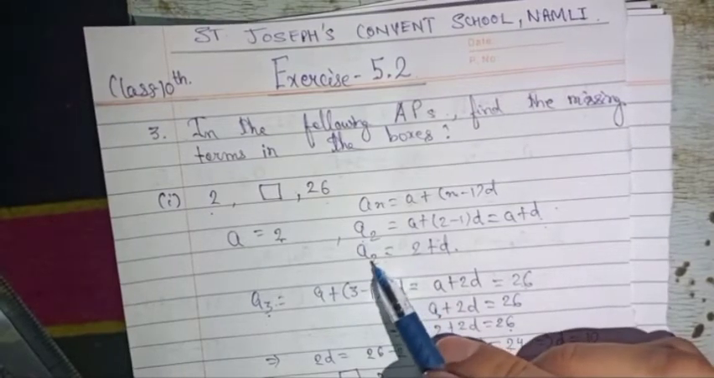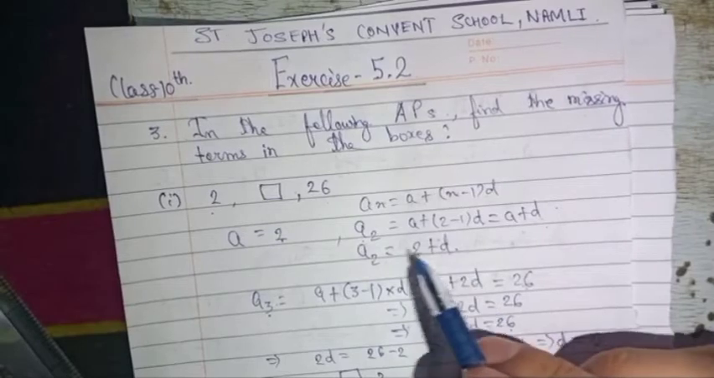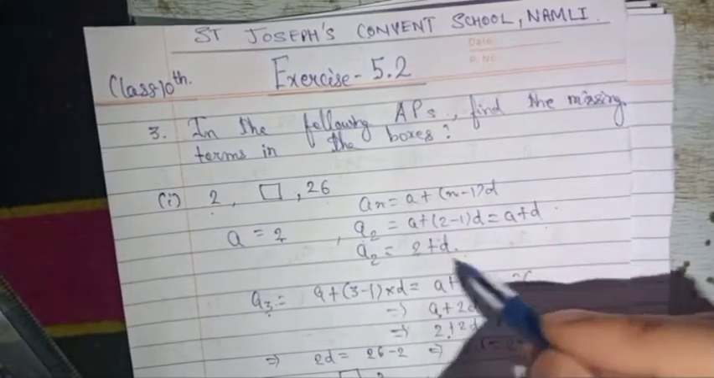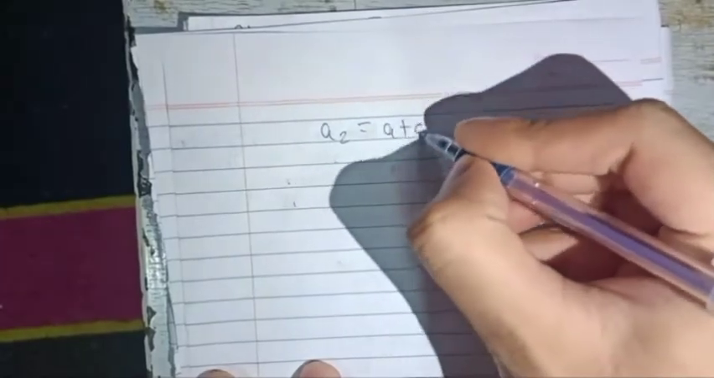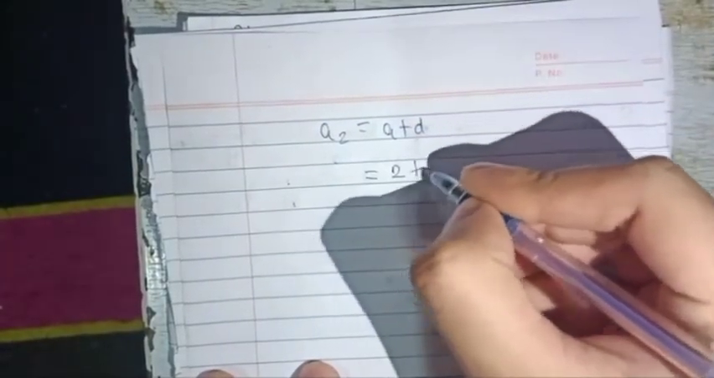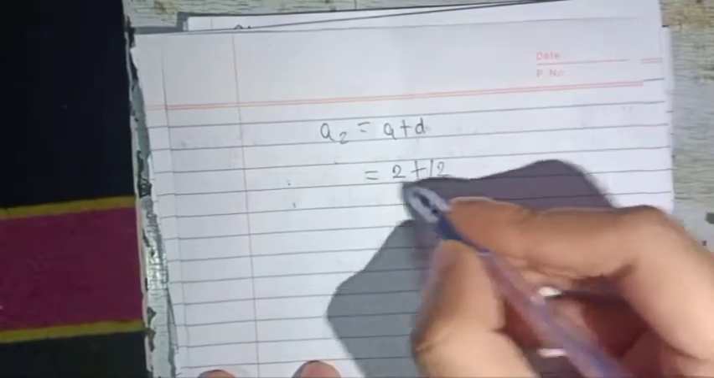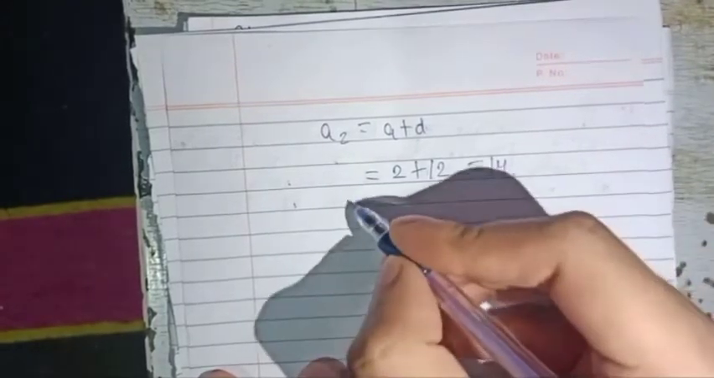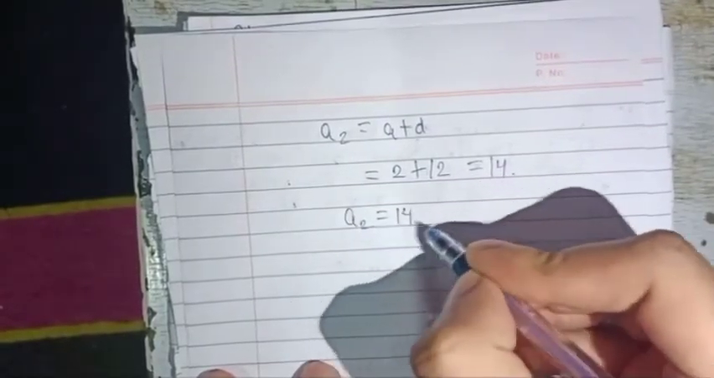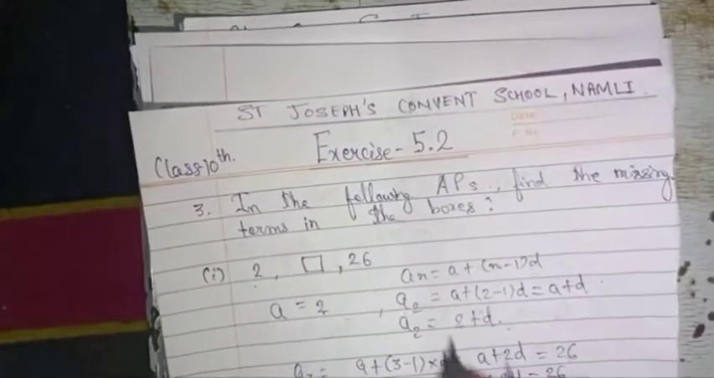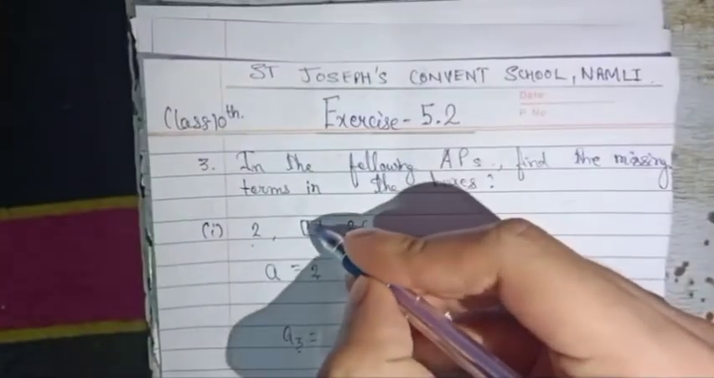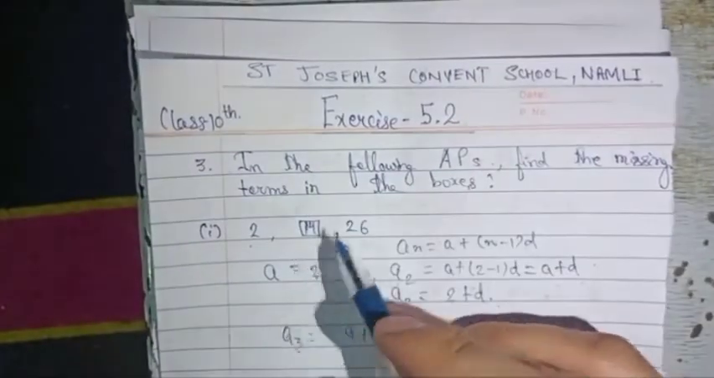So the second term will be what? 2 plus D. A2 is equal to A plus D, and A is given to us as 2. The common difference we obtained is 12. 2 plus 12 is 14. So the second term is equal to 14. So in the vacant box we will substitute 14. The value of the second term is 14 now.